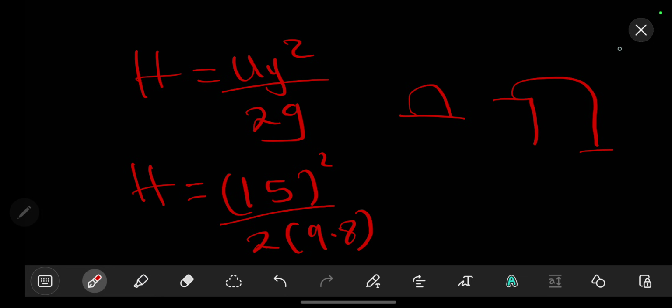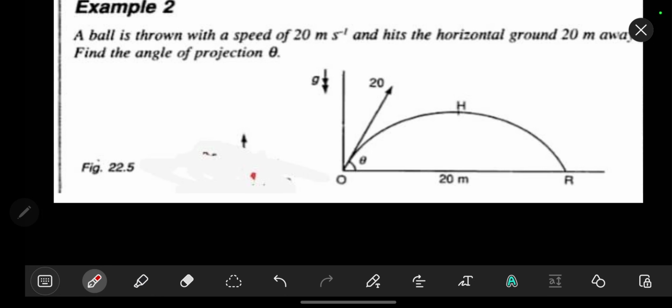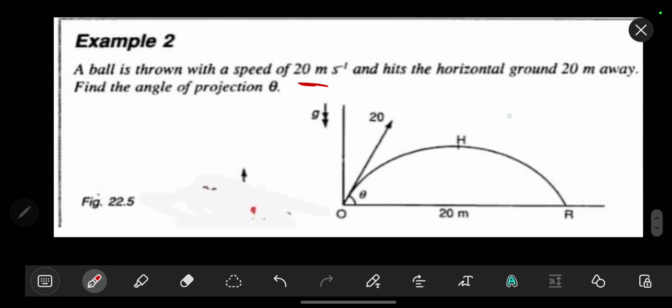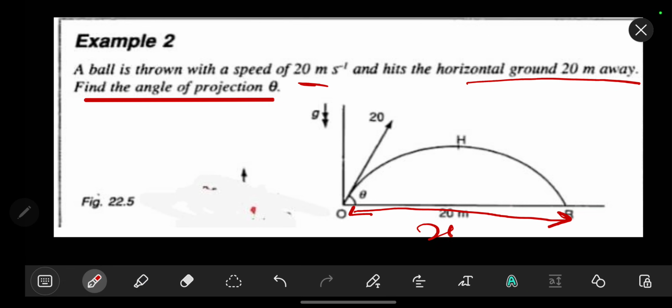Let's look at our next question. Number 2 says a ball is thrown with a speed of 20 meters per second and hits the horizontal ground 20 meters away. Find the angle of projection. Remember, they have given us the range, which is the distance moved in the x-axis, 20 meters. So the formula we are going to use is the range formula.